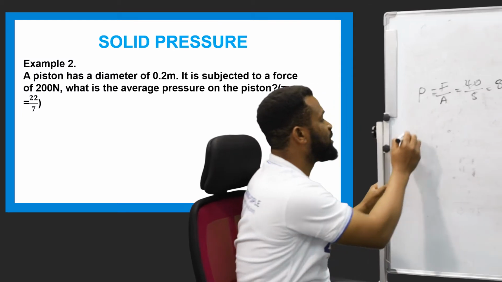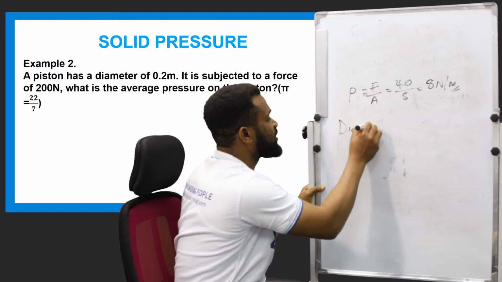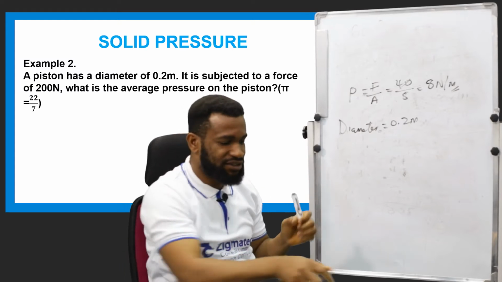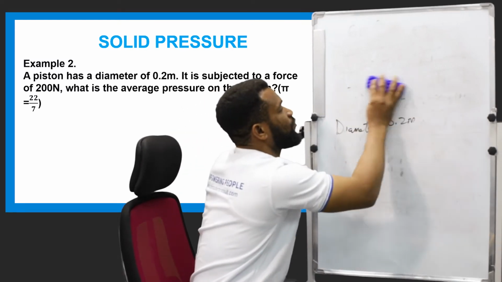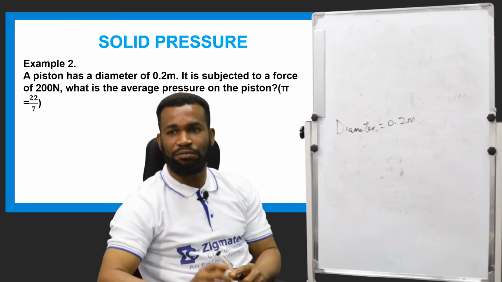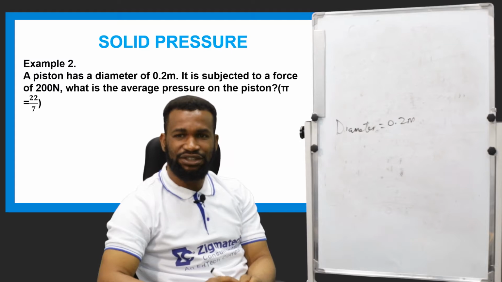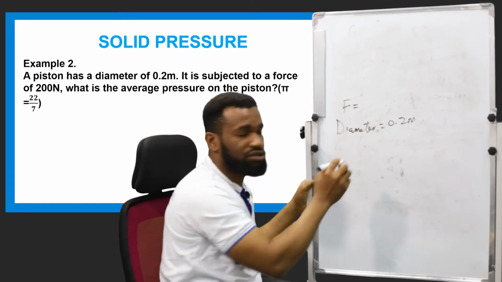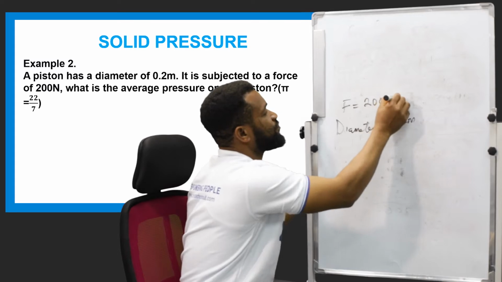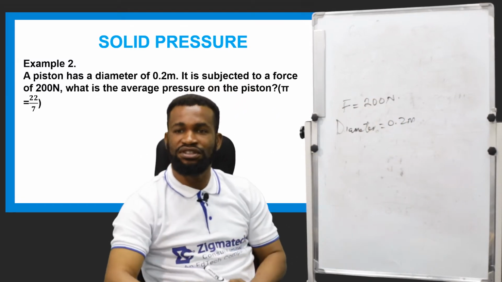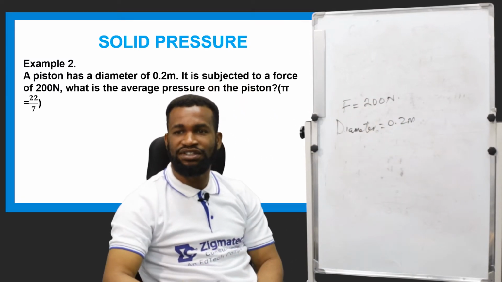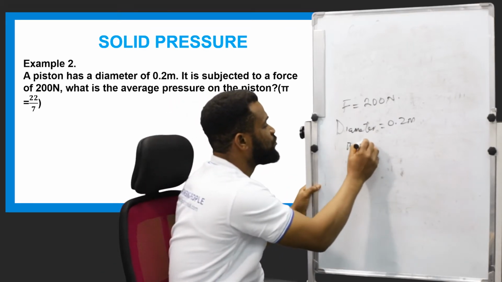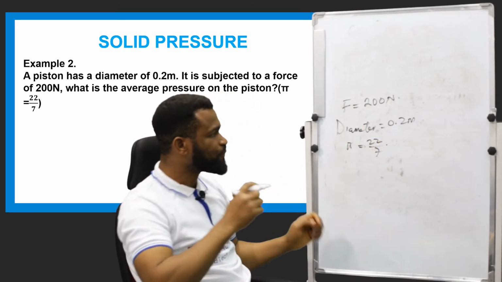So we look at the diameter to be 0.2 meters, right? So the diameter is 0.2 meters, and it is subjected to a force of 200 Newton. Then they ask, what is the average pressure on the piston? And they say we should take pi to be 22/7.